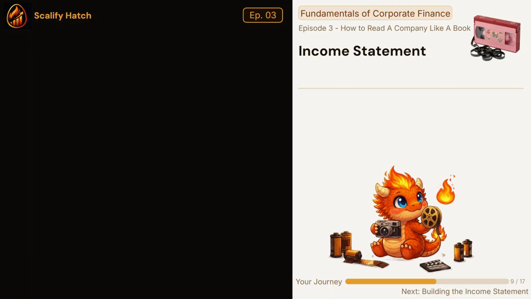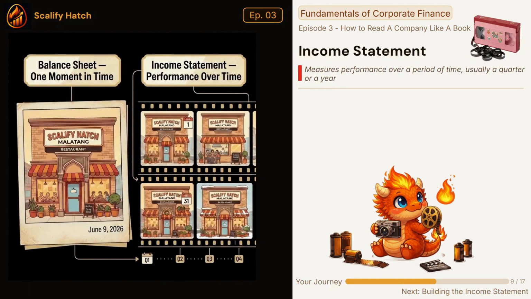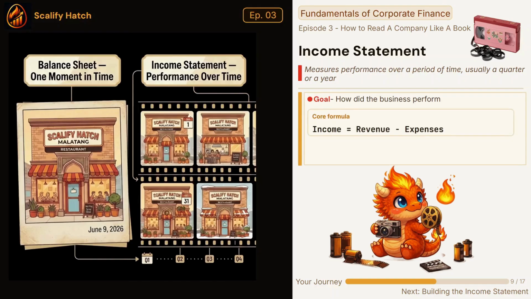If a balance sheet is like a photograph taken on one specific date, the income statement is like the video recording that plays between photographs. It covers a period of time, usually a quarter or a full year, and it answers one central question. How did the business perform? The equation is income equals revenue minus expenses. Everything on the income statement is a more detailed version of that formula.